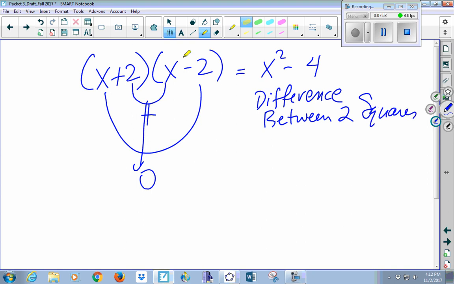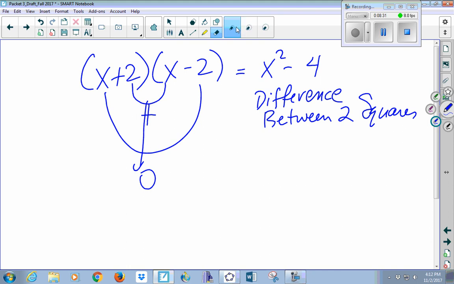So the difference between two squares can always be factored into factors that look like this, where they look almost the same except one is addition and one is subtraction. And to get what goes in each factor, you take the square root of your first term. Square root of x squared is x, at least assuming x is positive here. And then the square root of 4 is 2, and you put plus or minus.